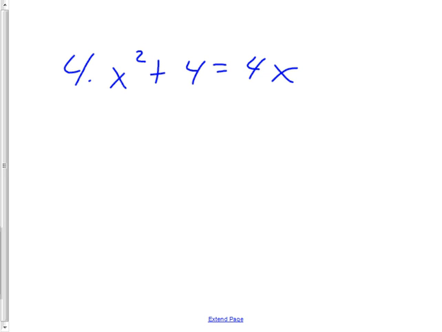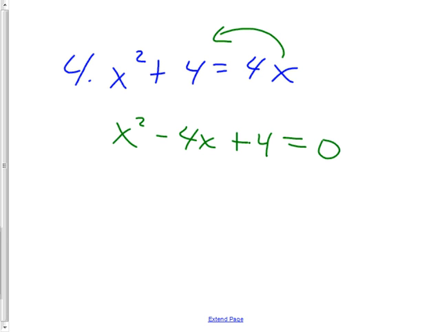First step, move this over here. So I'll have x squared minus 4x plus 4 equals 0. Why do I have to do that? Now it's in standard form. Now I know what a, b, and c are. Stay with me. All right, so a, b, and c.